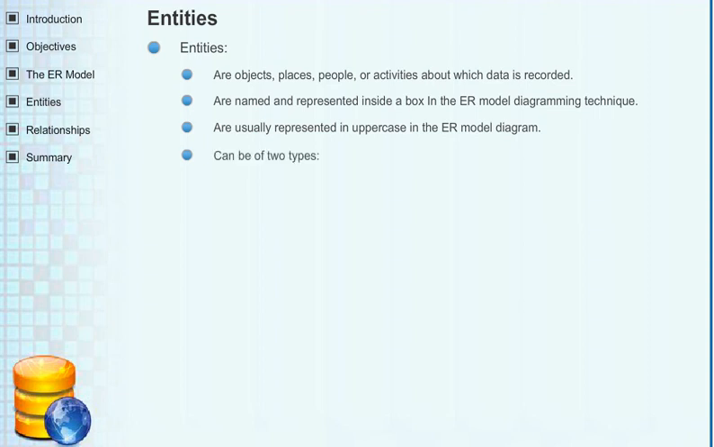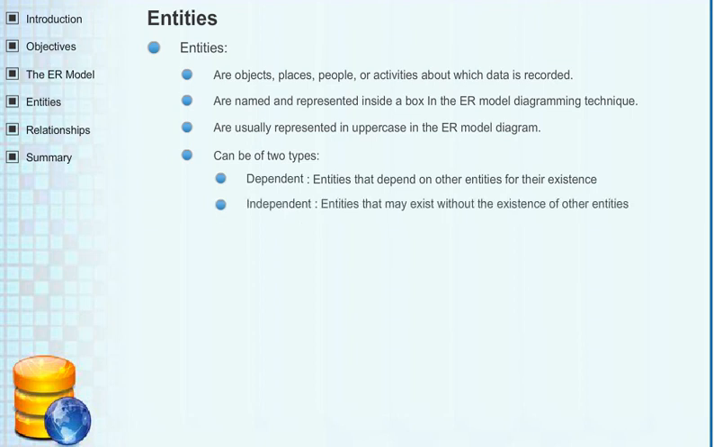Let us understand the two types of entity. The first type is a dependent entity, which depends on another entity. The second type of entity is an independent entity, which does not depend on any other entity for existence.